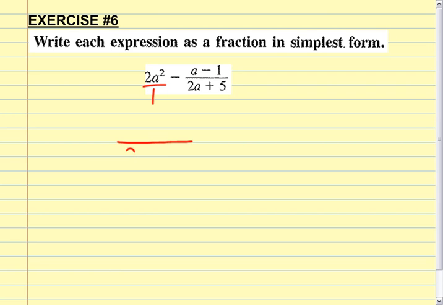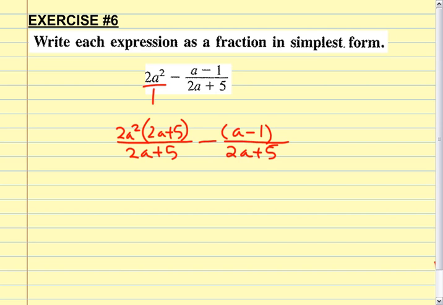2a plus 5. So I'm going to put 2a plus 5 here, and I'm going to put 2a plus 5 here. What did I do to the first denominator, Harrison? You multiplied it by 2a plus 5. So I need to multiply 2a squared by 2a plus 5. Did I do anything to the second denominator? No. So I'm just going to leave a minus 1 there, but remember, it's minus that stuff.